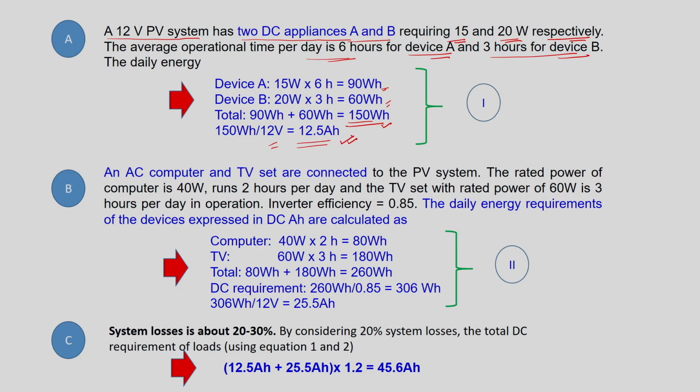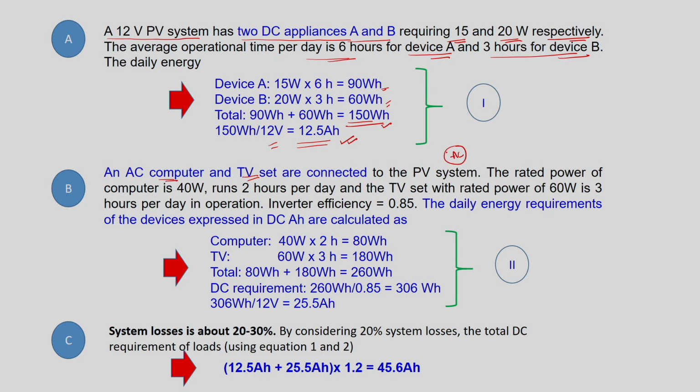Now, next step is, for example, if we have an AC load. Maybe a computer is one item and a TV set is another item, which are connected to the PV system. As you know, these will work on AC, meaning alternating current. So, we need to have an inverter.